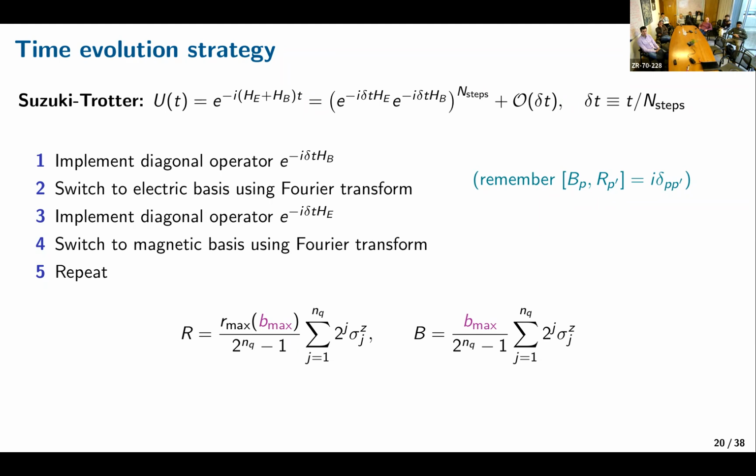And so we work in the magnetic basis, where the magnetic Hamiltonian is diagonal. For step 1, we implement this diagonal operator, which is the exponential of the magnetic Hamiltonian. Then we switch to the electric basis using the Fourier transform. Then we implement the exponential of the electric Hamiltonian in the electric basis, where it is diagonal. Then we switch back to the magnetic basis using the Fourier transform. You repeat this over and over for as many steps as you need. Now that we know how we're going to do the time evolution, we can think about the number of gates required to implement each step along the way.